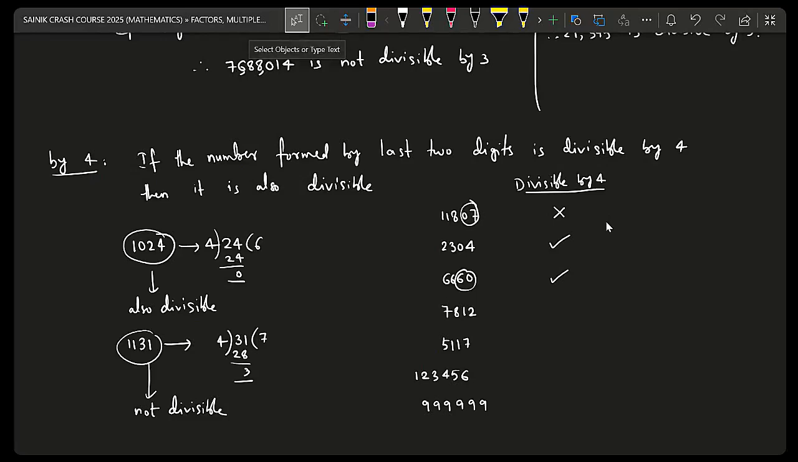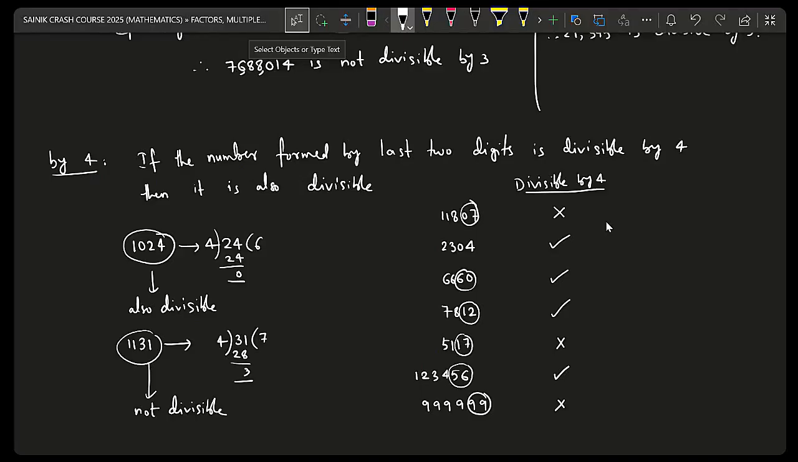What about the next number, Manaswini? Sir, it is also divisible. Why is it divisible? Can you tell me the reason? Sir, 4 threes are 12. The last two digits are 12. It is divisible. Very good. And what about the next number? Sir, it is not divisible. 17 is not divisible by 4. Very good. What about the next number? It is divisible, sir. Yeah, 56 is divisible by 4. 4 fourteens are 56. Very good. 99, is it divisible by 4? No, sir. No. Very good, Manaswini.